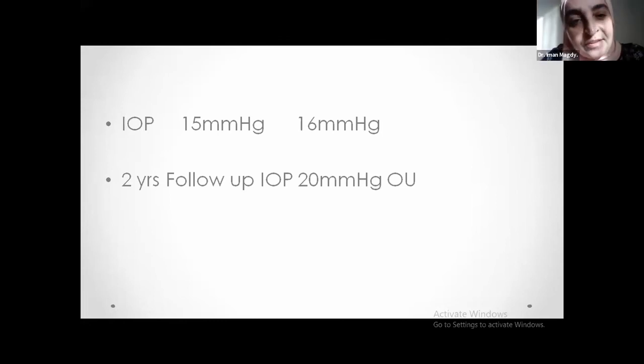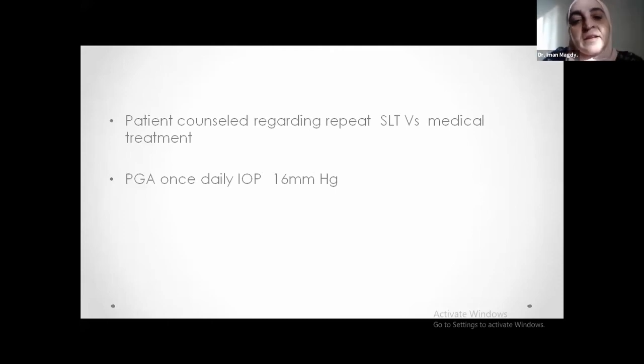Okay, so this patient was actually counseled and she chose to start a monotherapy, a single topical medical treatment, over a repetition of SLT. The patient started using a prostaglandin analog once daily and the pressure was maintained at around 16 plus or minus millimeters of mercury for more than 10 years now. So great. So I guess that's another scenario. Thank you very much, Dr. Rasha, for your input on such a case.